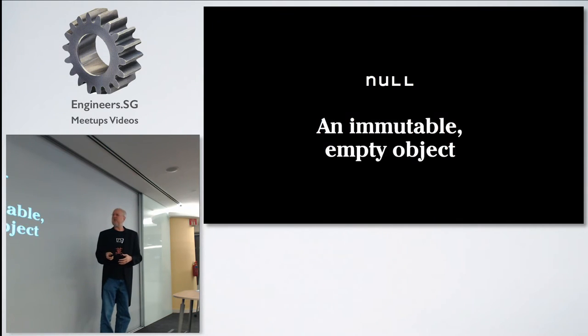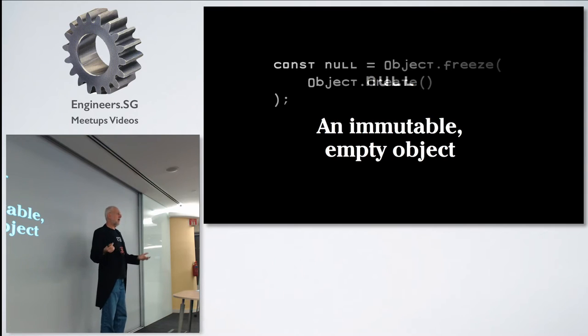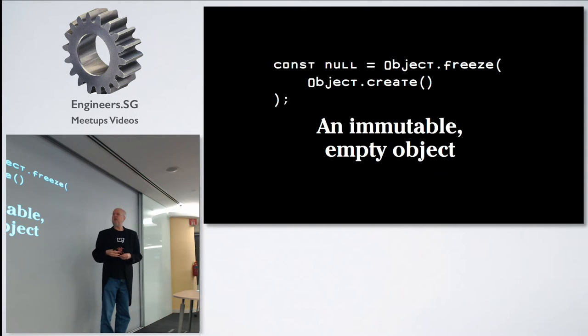What I think makes more sense is null as an immutable empty object. And in JavaScript today, it's possible to make such a thing. We make a const, which would be an object which is empty that inherits nothing, which we would freeze. So if you go to that object and ask for a property and it doesn't have it, the rule of property access in JavaScript says that you get the undefined value, which I would like to fix and say, no, you get this new kind of null value instead.